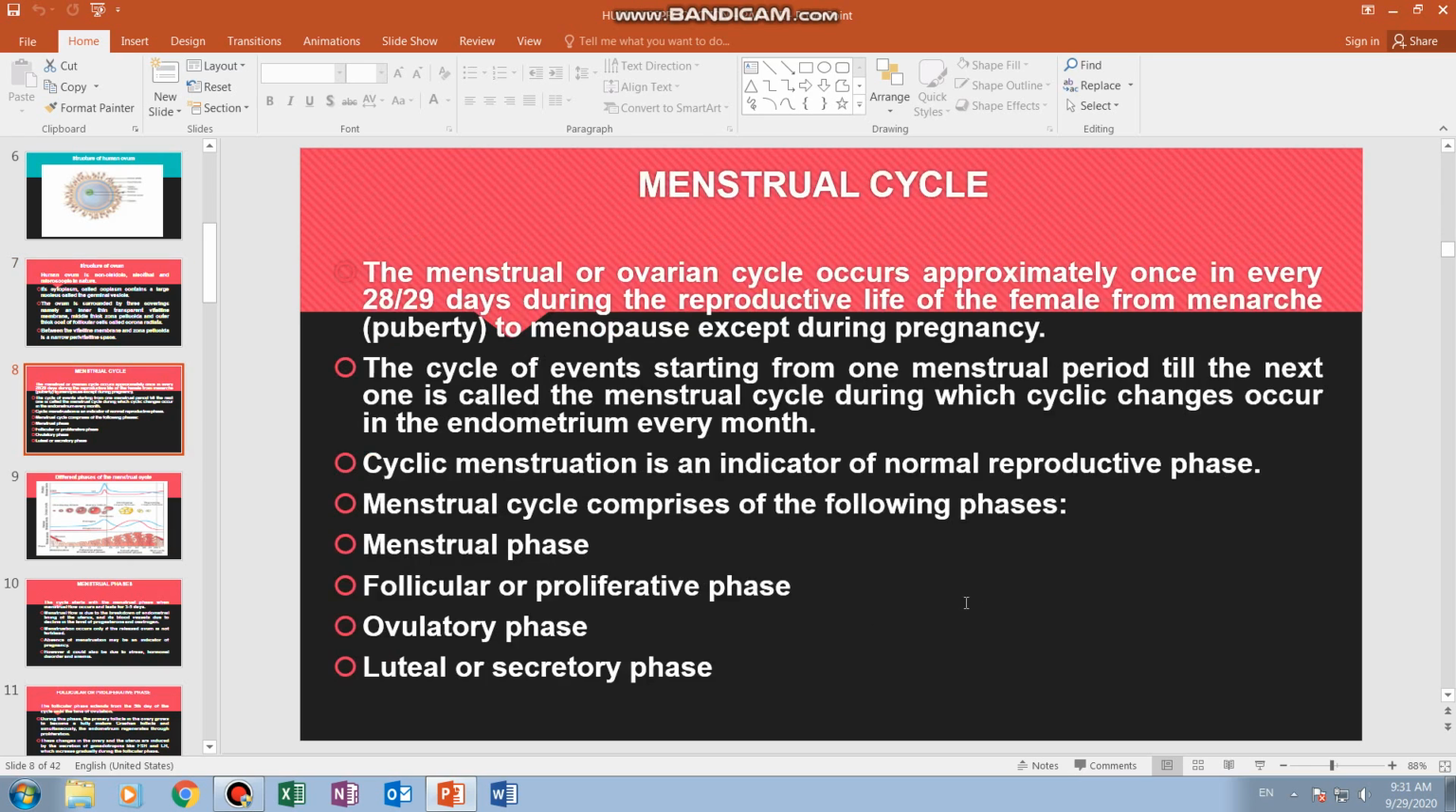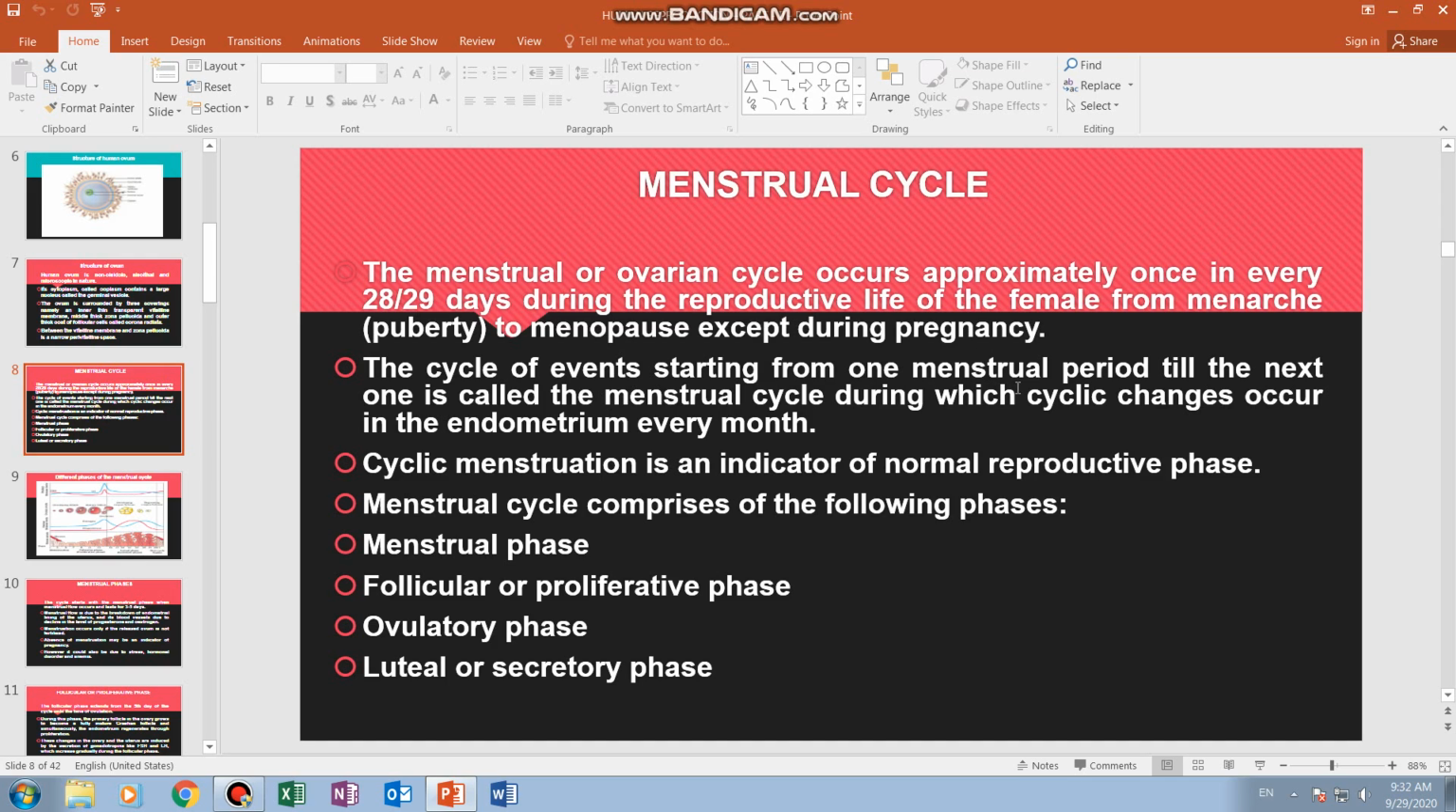Please go through it. Now we shall discuss about the menstrual cycle. The menstrual or ovarian cycle occurs approximately once in every 28 to 29 days during the reproductive life of the female, from menarche, that is from puberty, to menopause, except during pregnancy. It starts from menarche, that is from puberty, till menopause, that is till the stop of menstruation. And this is repeated regularly and periodically except during pregnancy.